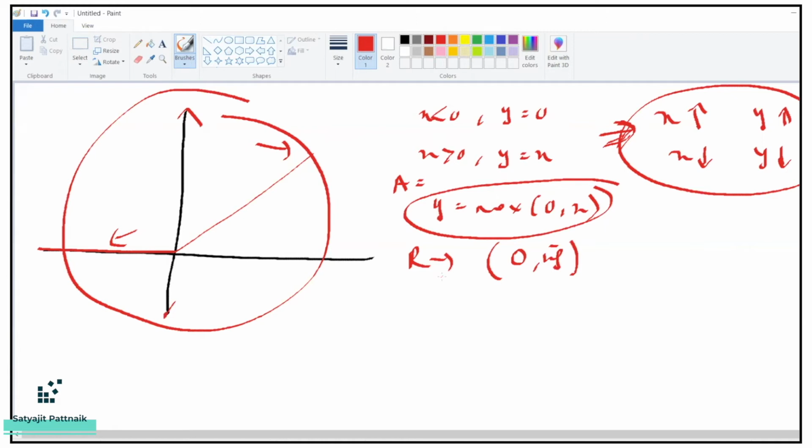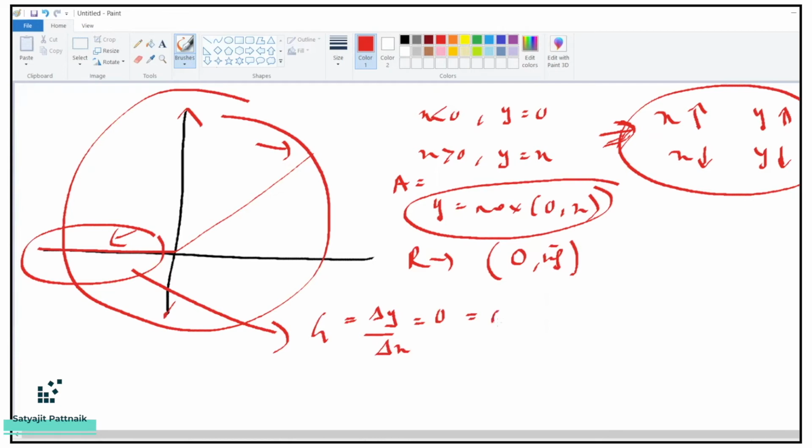Now, because of the horizontal line in Relu for negative x, you can see this particular value. Because of the horizontal line, the gradient can go to 0. If I calculate the gradient, which is nothing but delta y divided by delta x, delta y is nothing but 0, right? That is the reason the gradient is 0.